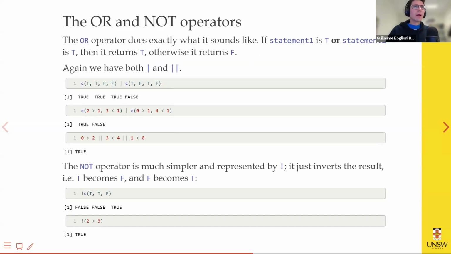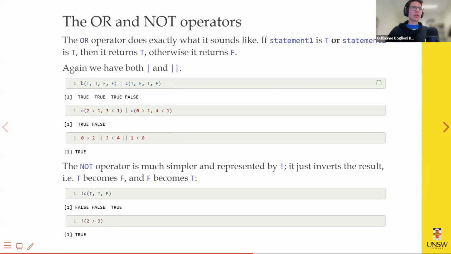Okay, then. Of course we have the same thing. I don't think I'm going to insist on the distinction between the one that works on vectors and the one that works on scalars only. It's the same distinction as with the AND operator. So the straight bar is the OR in R and other programming languages actually.